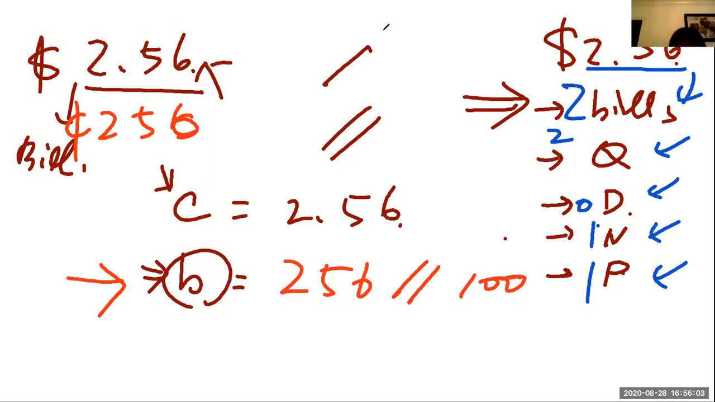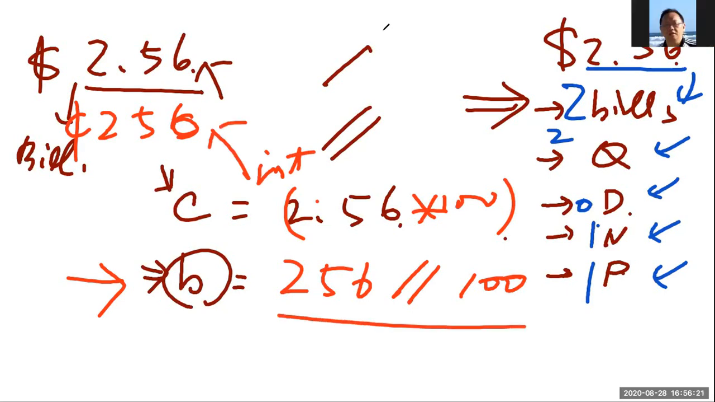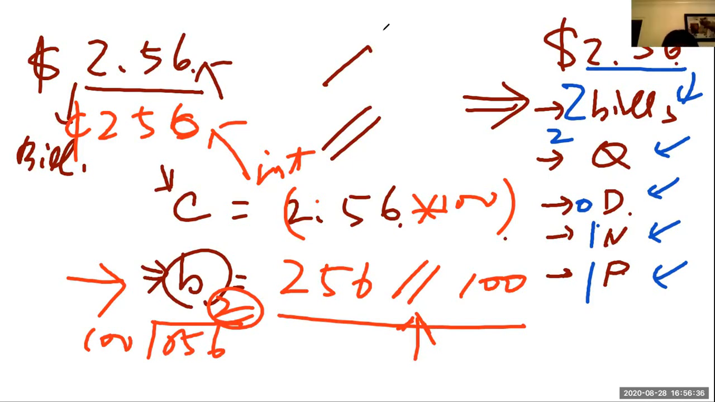So you do C times 100, and then you take the integer. That becomes your cents, right? And then that cents divided by 100, but you need to do integer division, because you do 256 divided by 100. Here, 2 is the dollar bills you get, right? Is that okay? And then you take the remainder, that's the remaining amount.